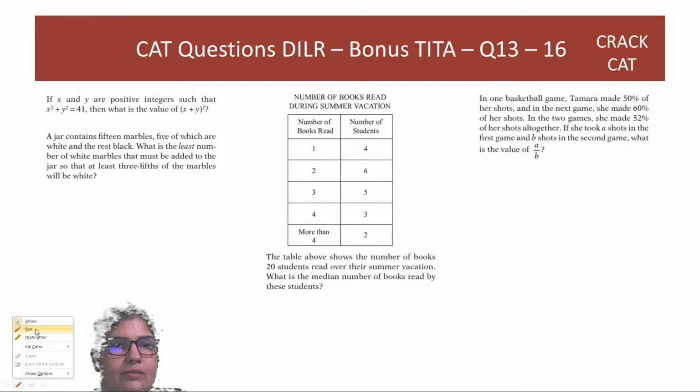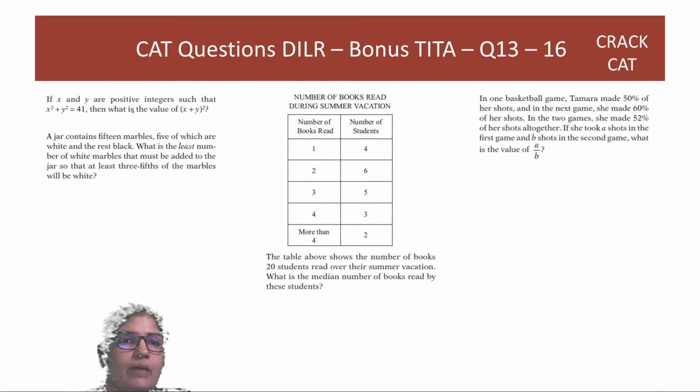Four questions here. x and y are positive integers such that x square plus y square is 41. What is the value of (x plus y) the whole square? So you actually have to iterate. They are positive, right? Negative is not allowed.